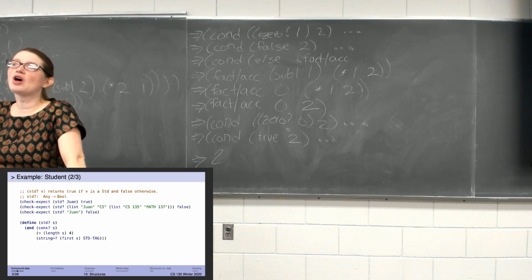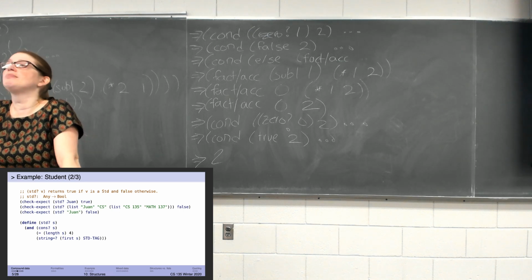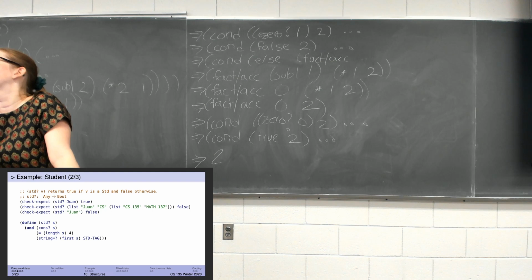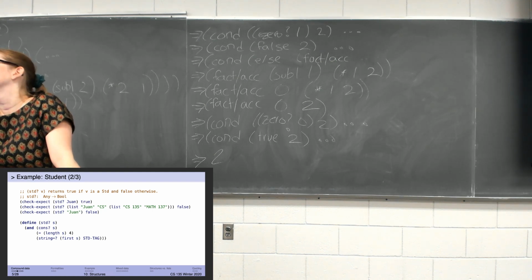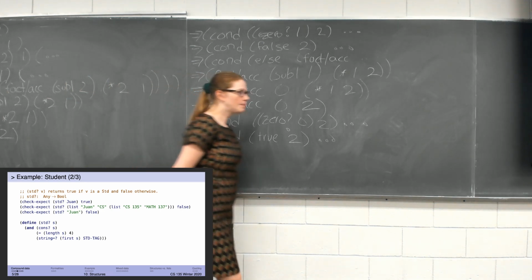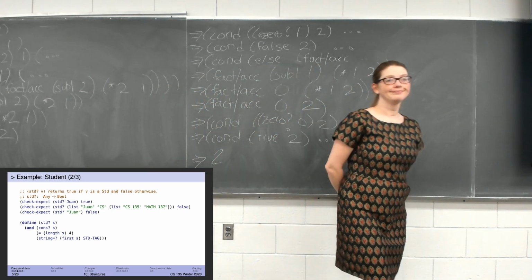We shouldn't get rid of const, because what if somebody passes the number 4 in? Number 4 is not a list. I can't call length on it. The thing I want to get rid of here is actually the number 4.